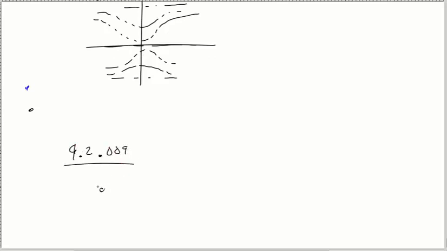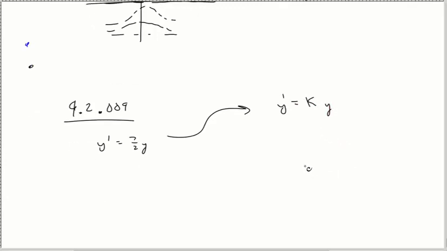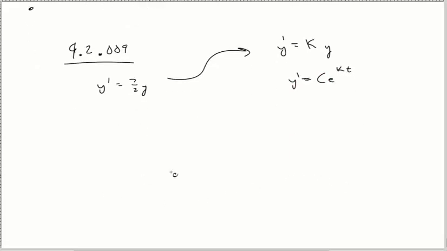92009. So I got y prime is equal to 7 halves y. Have we seen this before? Didn't I do this in a previous section? And what was the result? It was Ce^(kt), right? Exponential growth. And so regardless of what's going on here, what you actually get is this kind of answer here. And, of course, the negatives as well.